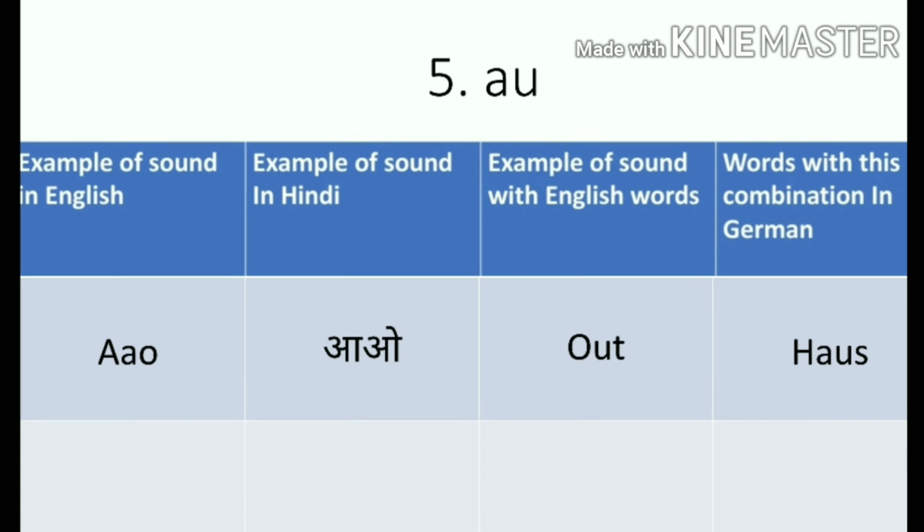Our last diphthong is the combination of the letters A and U. It will create the sound ow, like the ow sound in the English word out. And our example of this in the German language is Haus, which means house in English.